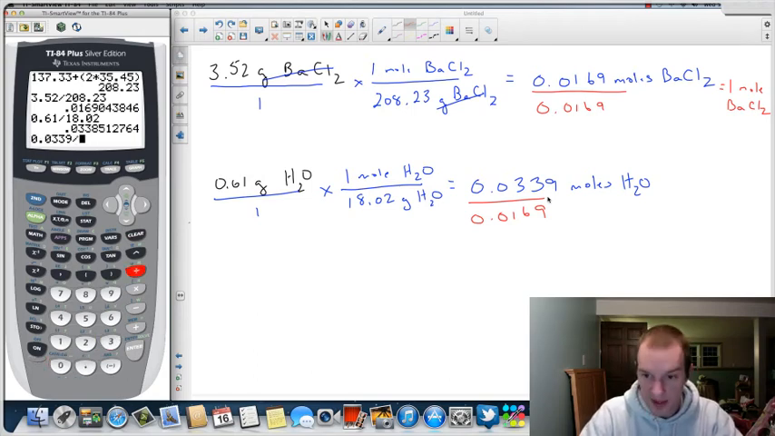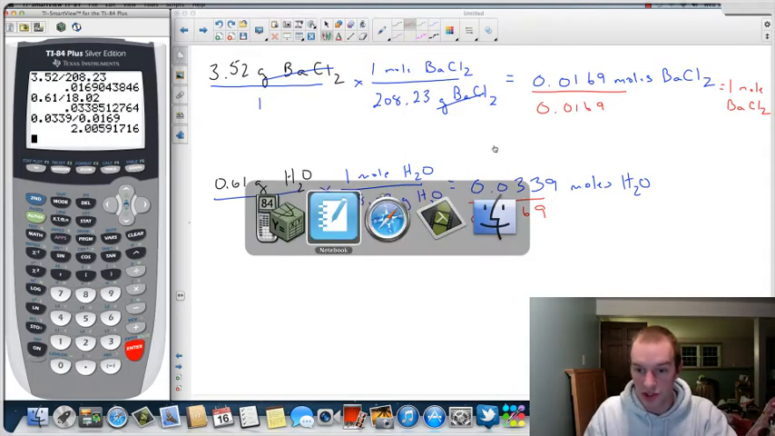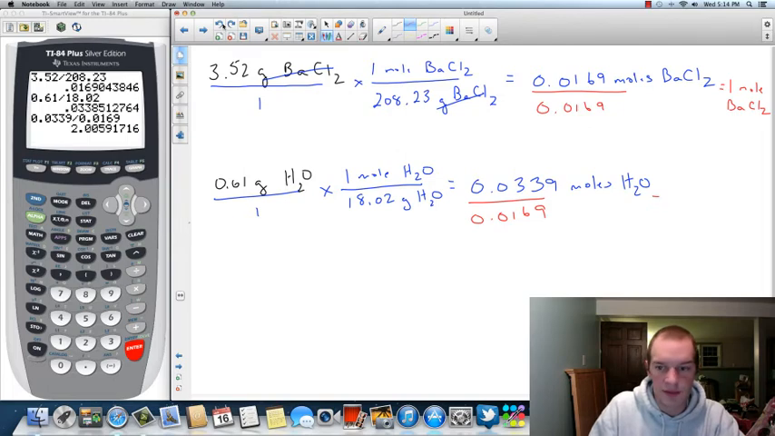Okay, into our calculator again. 0.0339 divided by 0.0169, and that equals 2.005, which is almost exactly 2. Okay, so we can say that's equal to, better yet, it's not equal to, it's better to say that this is going to be approximately 2 moles of H2O.